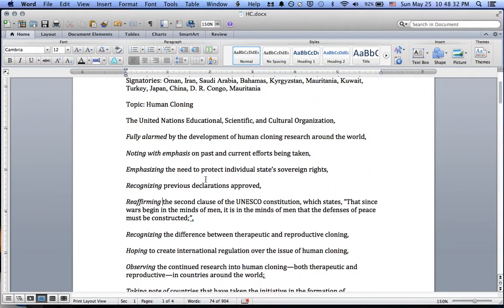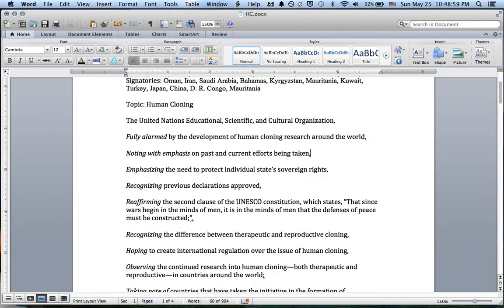Preambulatory clauses really are unnecessary, and you don't really need to place a lot of emphasis on them. My advice is to write the body of the resolution or the working paper and then go back to the preambulatory clauses later. If you'll notice, at the end of every single preambulatory clause is a comma, and there is no exception to this rule.